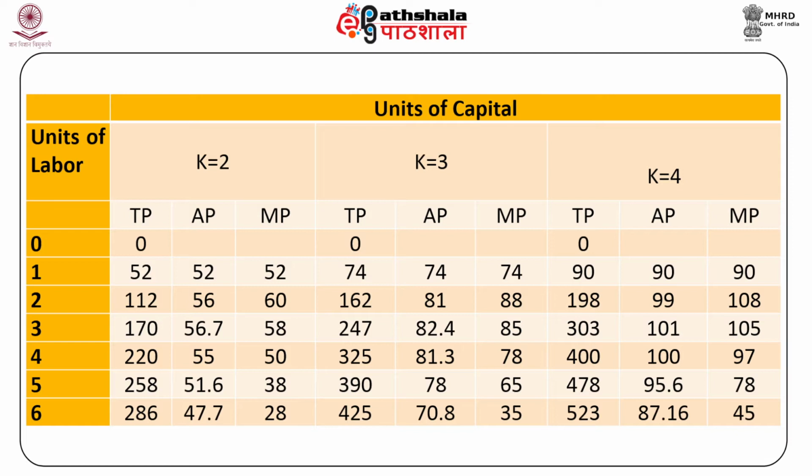Similarly, 224 units of output can be produced with K equals 2 and L equals 4, as well as with K equals 5 and L equals 2. There can be many more combinations of K and L that can be used to produce 108 units of output. If we plot the different combinations of K and L that can be used to produce the same level of output, we will get a downward sloping curve, and this is known as isoquant. Isoquant is a curve showing all possible combinations of two inputs that can be used for producing a certain specific level of output.